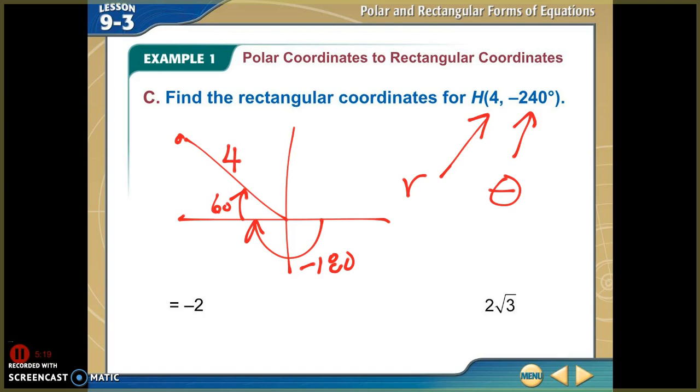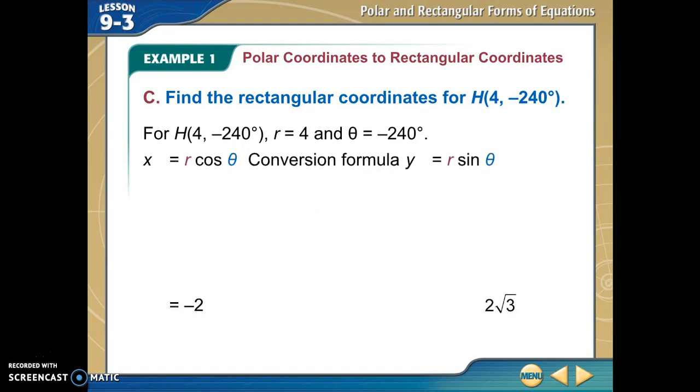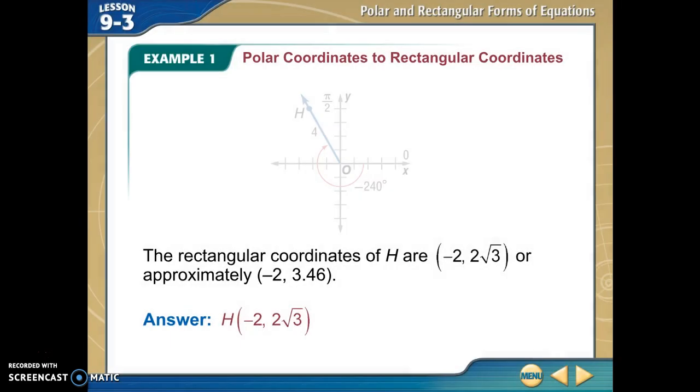So if you want to think about your components that way, and get your x and y values, you can, or if you want to just plug it into the conversion formulas, you can to get the same answers in the end. All right, they're using the conversion formulas, r cosine theta and r sine theta to relate them, where theta is negative 240. We'll plug through it, we get our value.